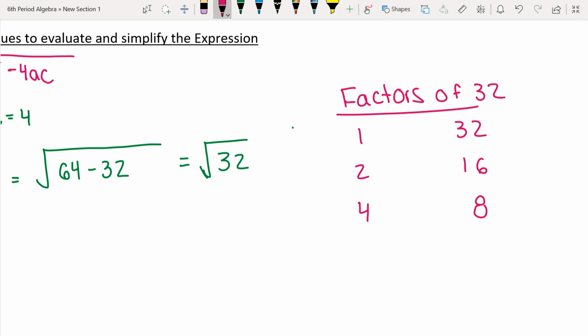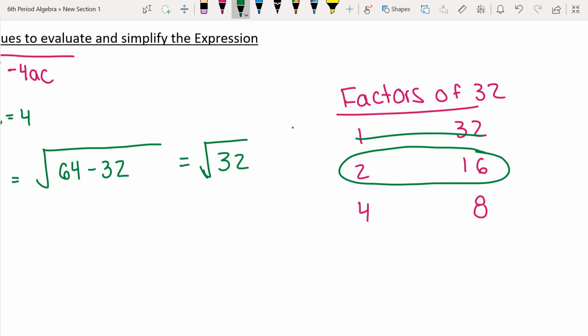Now we're looking for an ideal pair. So let's look at our numbers. 1 and 32 never get you anywhere. Pretend like it's not there. 2 and 16. Well, 2 is prime. 16 is a perfect square. Ooh, so that's actually an ideal pair. Let me circle it. Let's rule out anything else though, just to be sure.